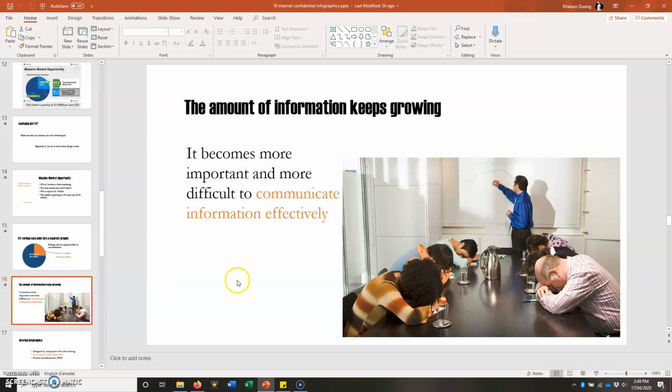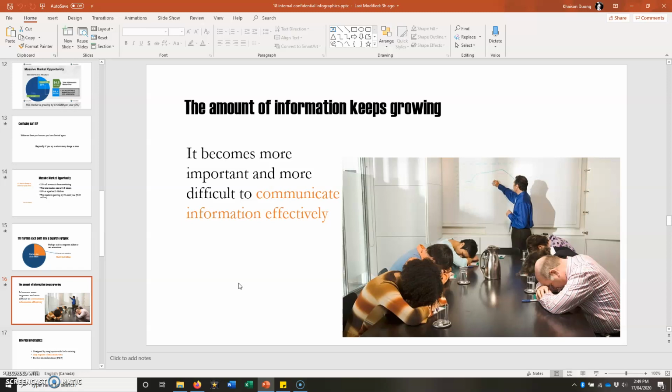Okay, so we want to do this. We want to make infographics. We want to make things more digestible for people, because information, like we said, just keeps growing and growing. There's more and more information out there, and since there's so much information, it just makes less and less sense to us.